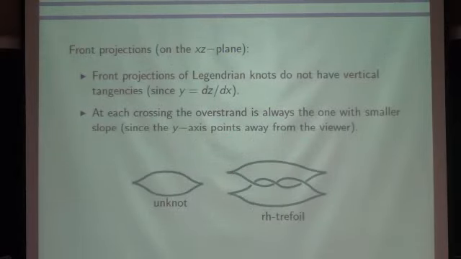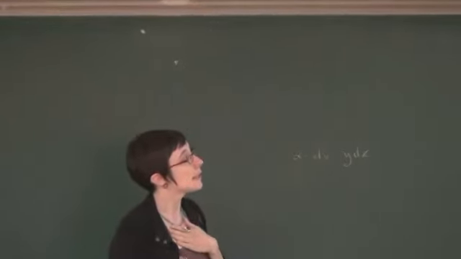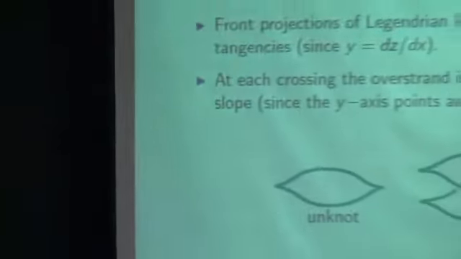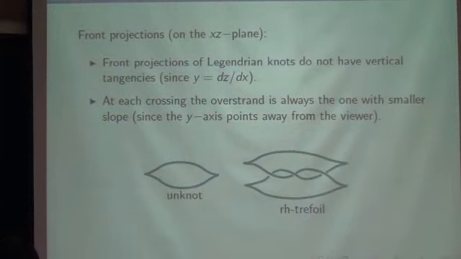So when we have the front projection, since we're projecting onto the ZX plane, what happens is, for our standard contact structure, this is in the kernel, so this is set equal to 0. So when we project, we have that y equals dz over dx. The slope of your knot actually tells you what the y coordinate is, so we don't lose any information, because we can see from the slope how far back it is.